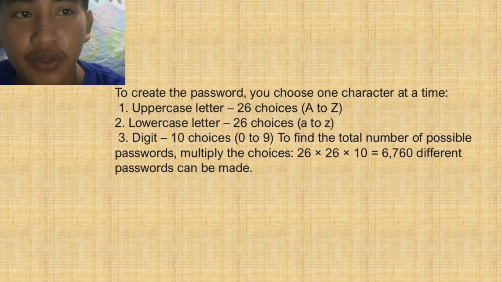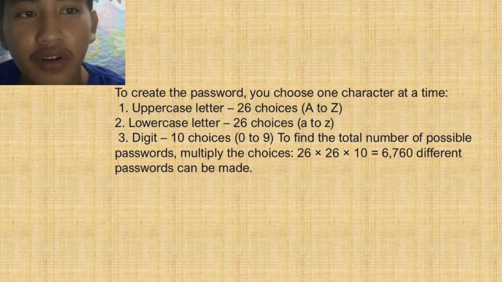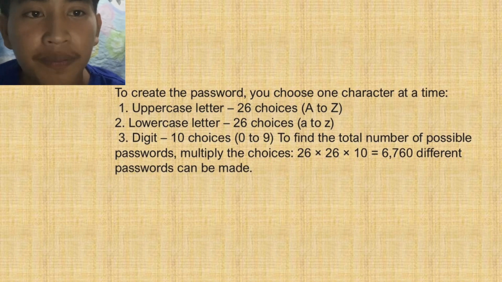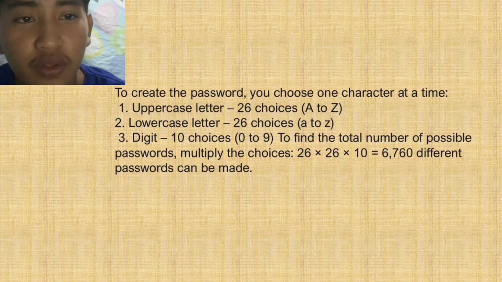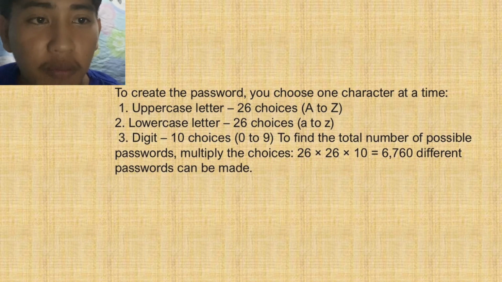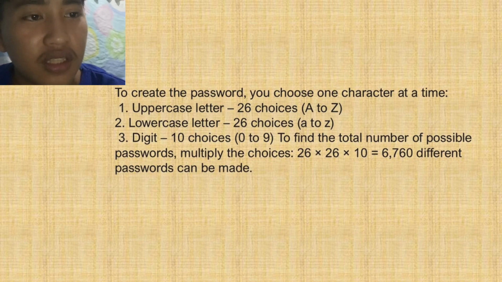To create a password, you choose one character at a time. Uppercase letter: 26 choices, A to Z. Lowercase letter: 26 choices, a to z. Digit: 10 choices, 0 to 9. To find the total number of possible passwords, multiply the choices. 26 times 26 times 10 equals 6,760 different passwords that can be made.